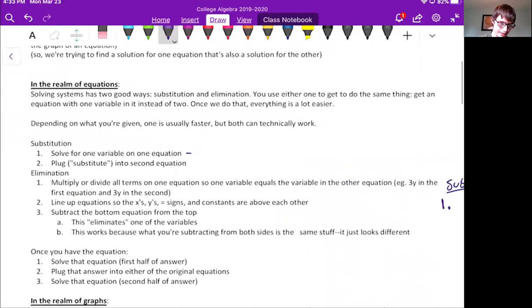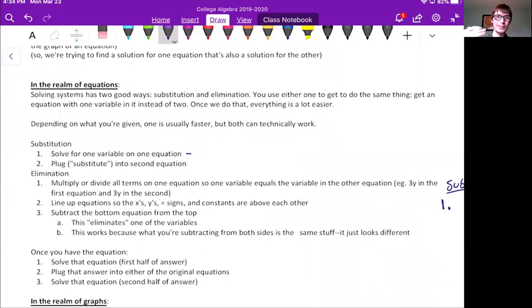The second step of the process is what the whole substitution thing is about. It says, let's plug that answer, we're going to substitute it into the second equation.